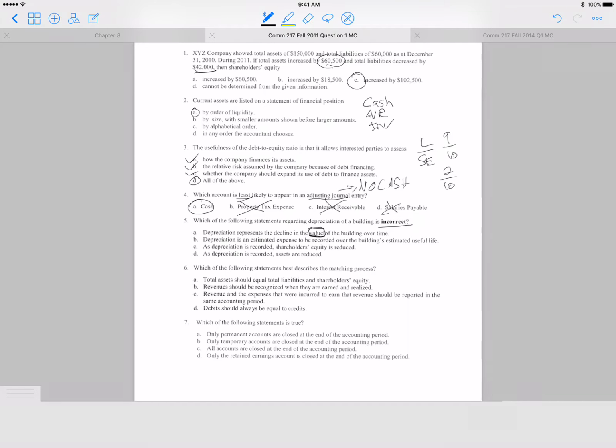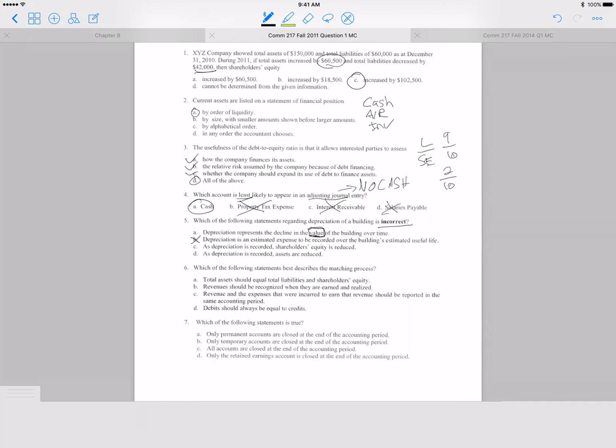B states depreciation is an estimated expense to be recorded over the building's estimated life. Well, that's true because depreciation is just based on a calculation that we're estimating. For example, for straight line, let's say your straight line depreciation is 10,000 every year. It's not entirely true, it's just approximately 10,000. So that's right, so that wouldn't be the answer.